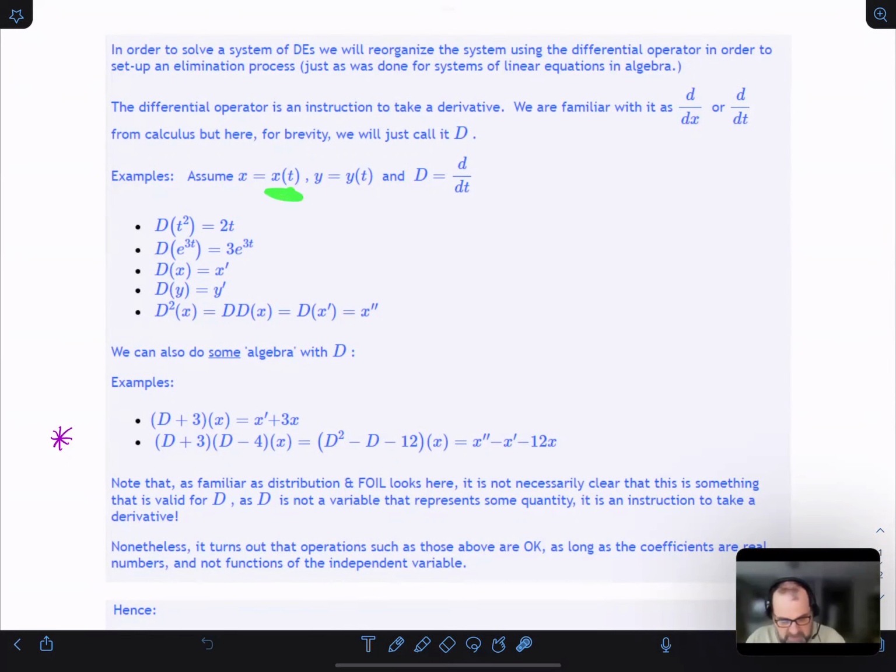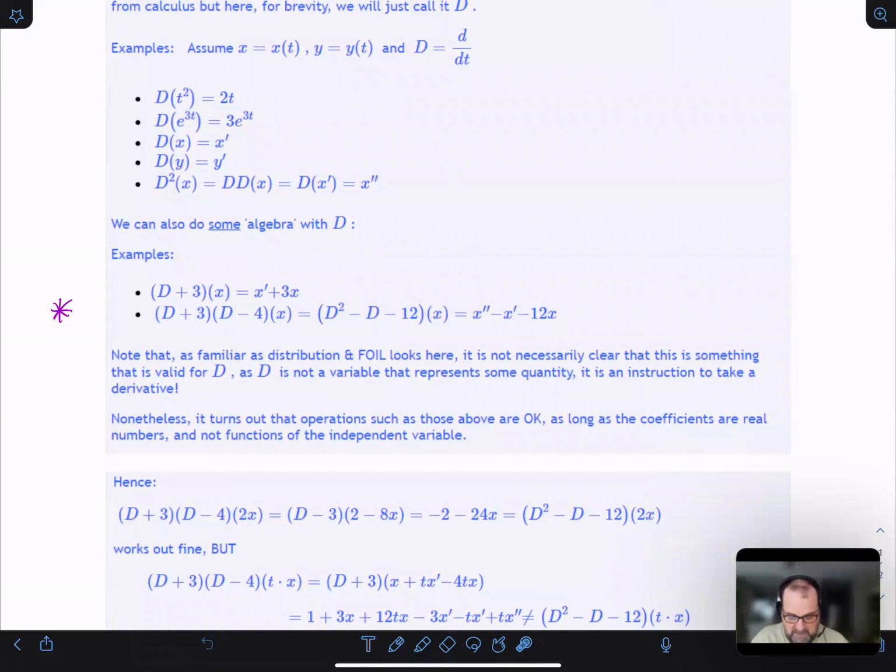Important here in this notation, if x is a function of t and y is a function of t, then the derivative is being done with respect to t. So what is D acting on x? It is not 1, it is x prime, right? We would assume the derivative is with respect to the independent variable t. Similarly for y, the derivative of y would be y prime. And again, we mentioned this, D squared x is D acting on Dx. So take the first derivative and get x prime, take another derivative, get x double prime.